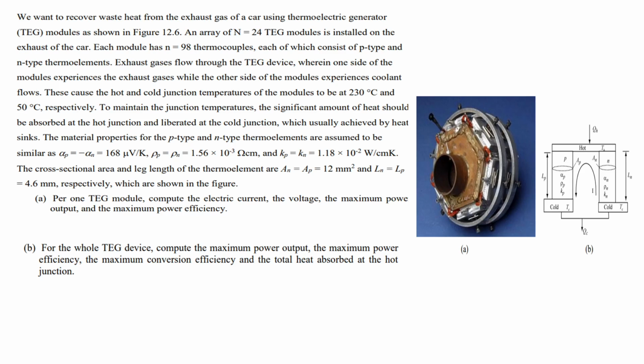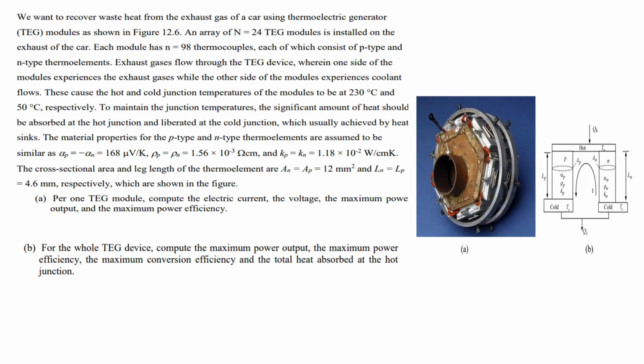Now, this causes the hot and cold junction temperatures of the module to be 230 degrees Celsius and 50 degrees Celsius respectively. To maintain the junction temperature, a significant amount of heat should be absorbed at the hot junction and liberated at the cold junction, which is usually achieved by heat sinks. The material properties of the p-type and n-type thermoelements are assumed to be alpha p equal to alpha n equal to 168 microvolt per Kelvin, where alpha is the Seebeck coefficient. The resistivity rho p and rho n are the same, 1.56 times 10 to the power minus 3 ohm centimeter, and the thermal conductivity K is 1.18 times 10 to the power minus 2 watt per centimeter Kelvin.